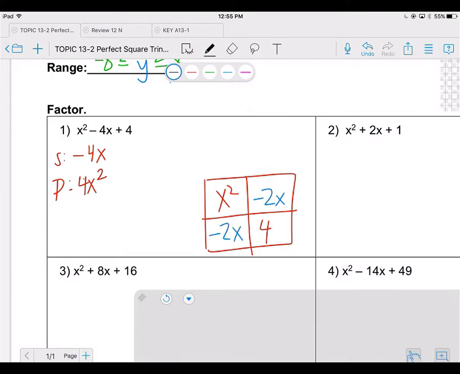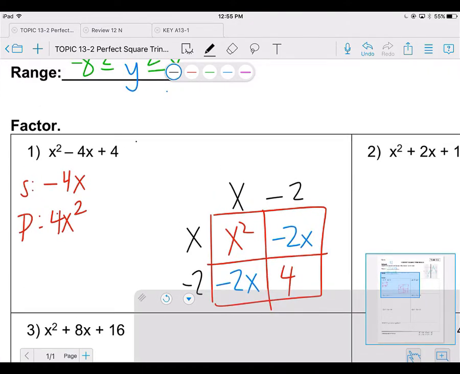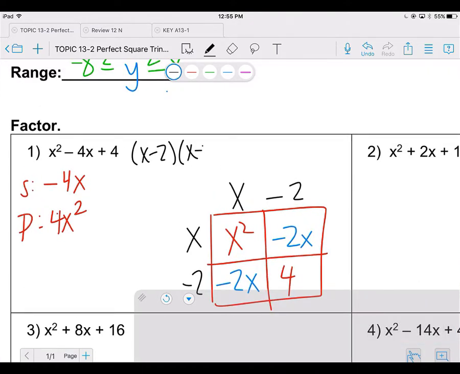And then I factor out my GCF. So x squared and -2x share an x, -2x and 4 share -2. So my answer is x minus 2 times x minus 2. You could also see it written as x minus 2 squared because it's this written out 2 times. It's the exact same factor every time.